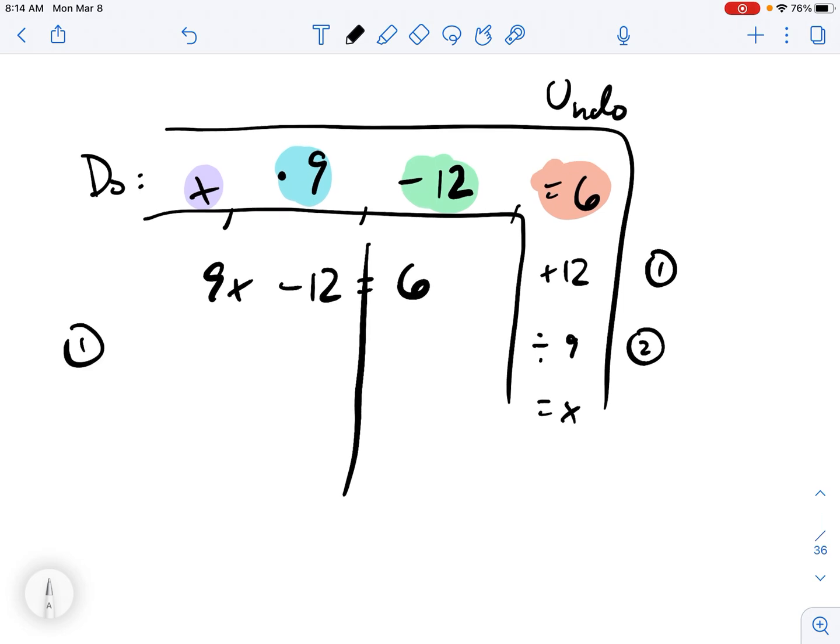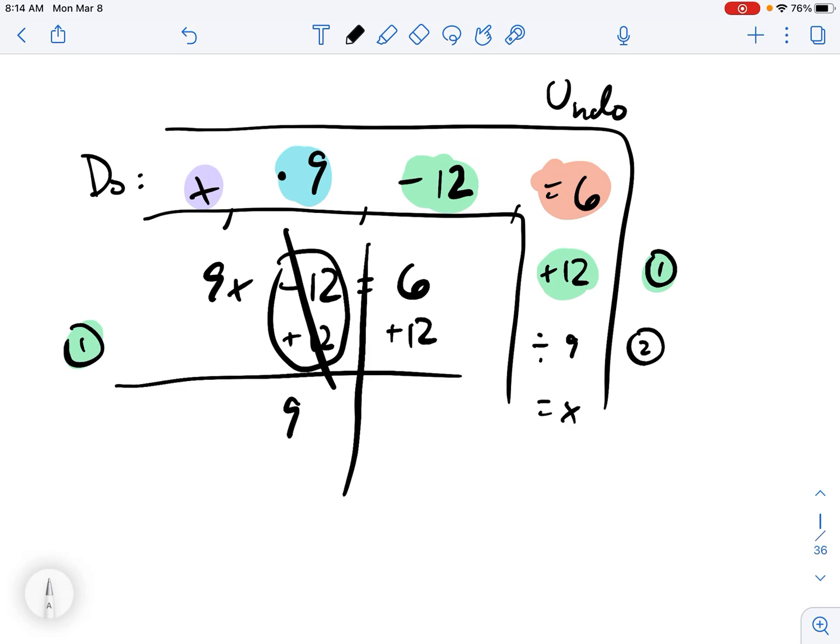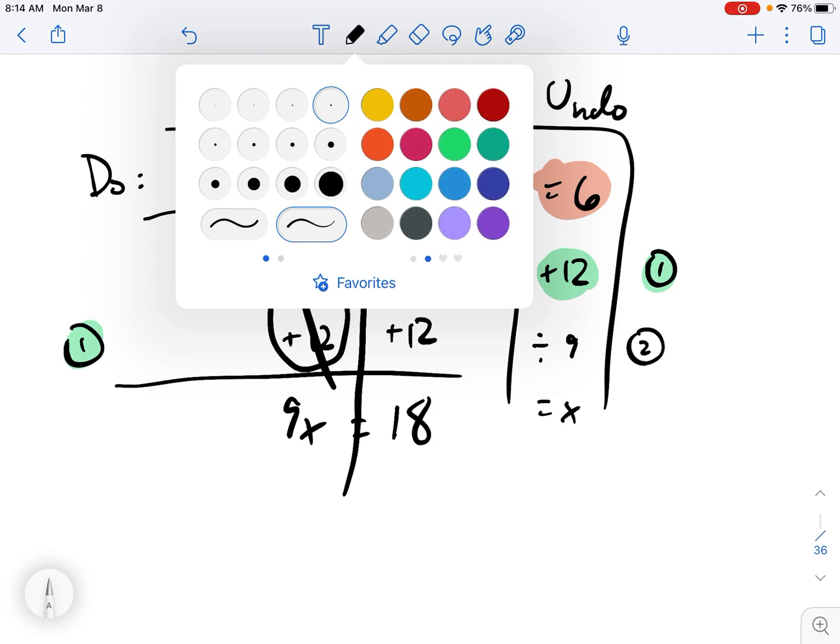Our first step is going to be the minus 12, or the plus 12, sorry, plus 12. So I'm going to do plus 12 on both sides. Negative 12 plus 12 is 0, so that cancels out. So we're left with 9x equals 18. And our second step is divide by 9.